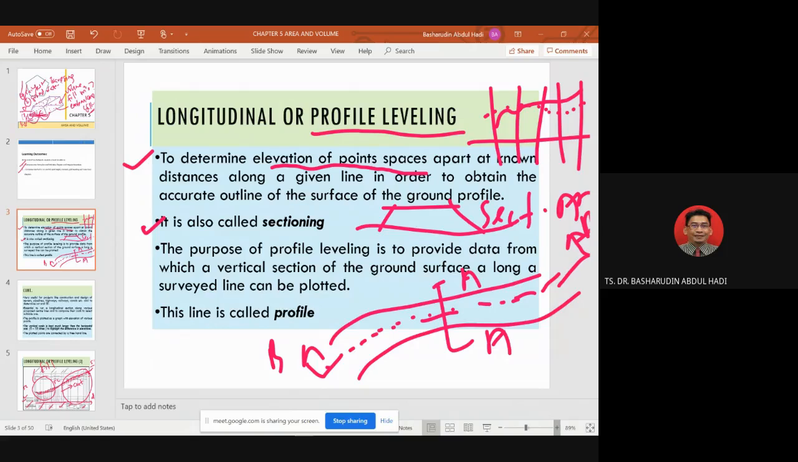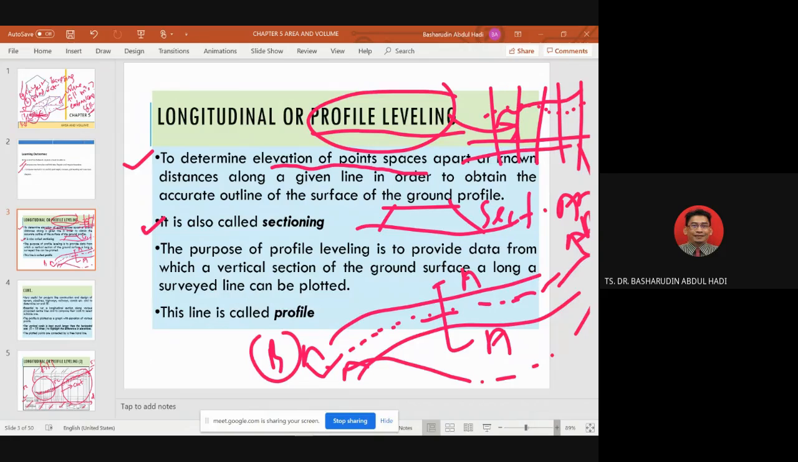So this one we call along profile leveling. Actually we cut along the section BB. The section follows the road alignment, so we call it profile leveling.